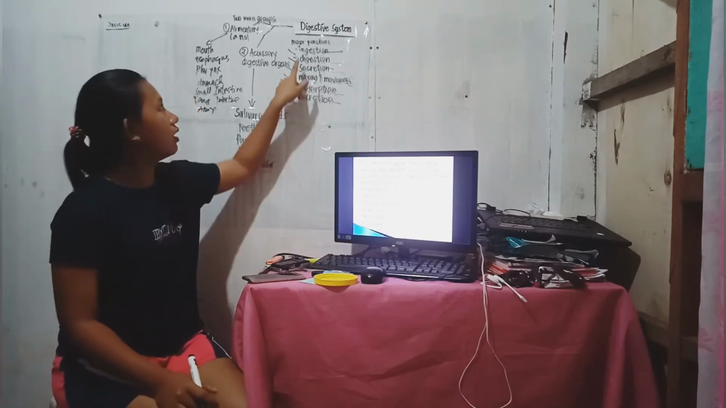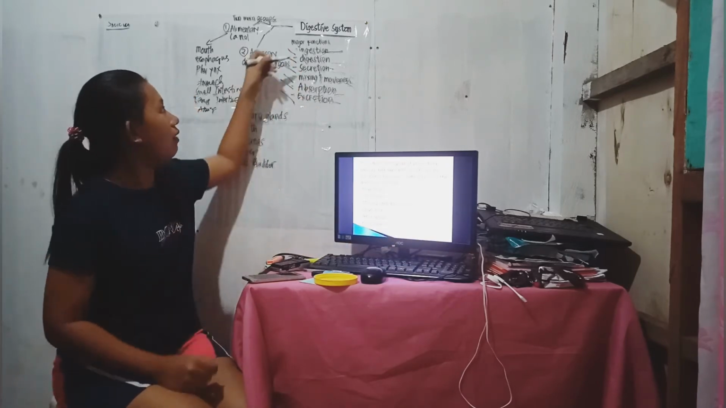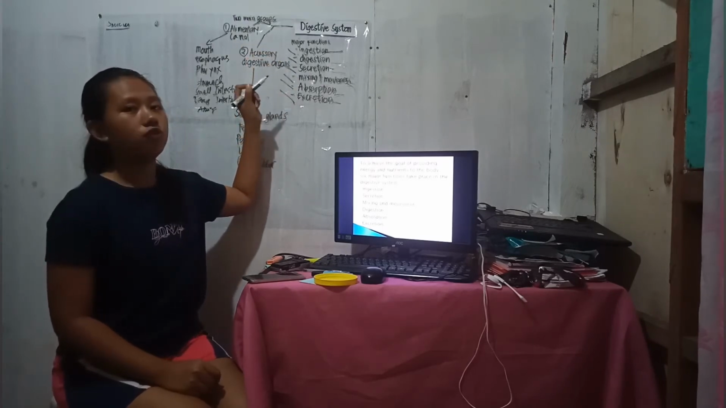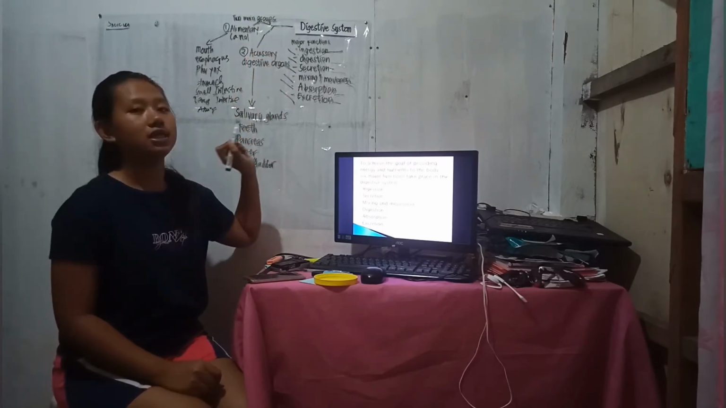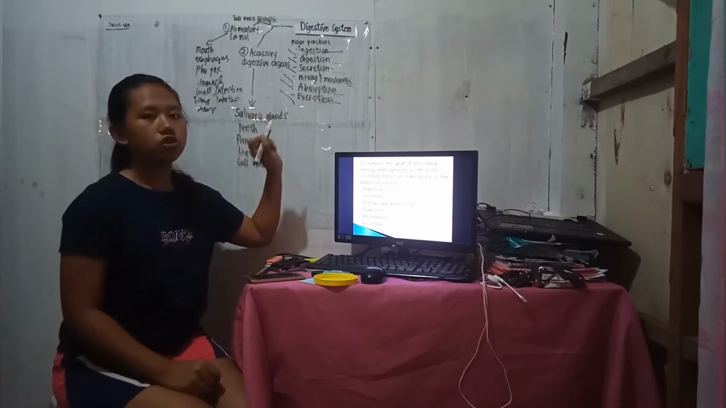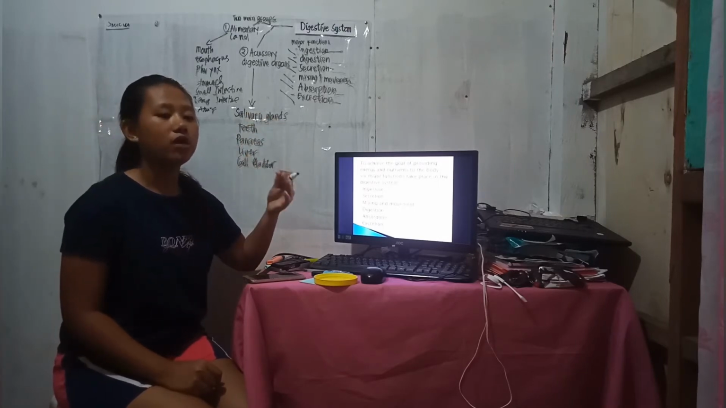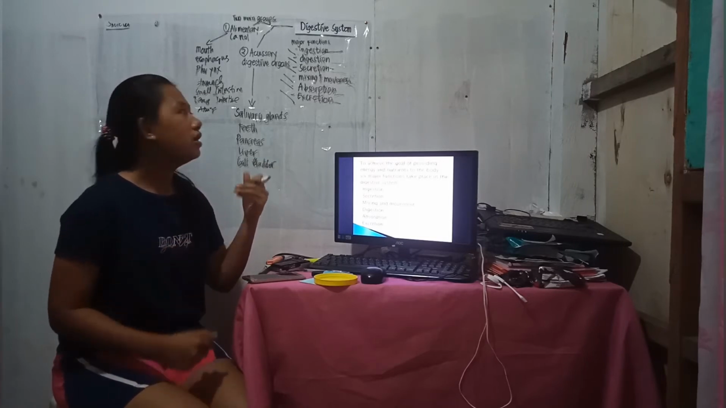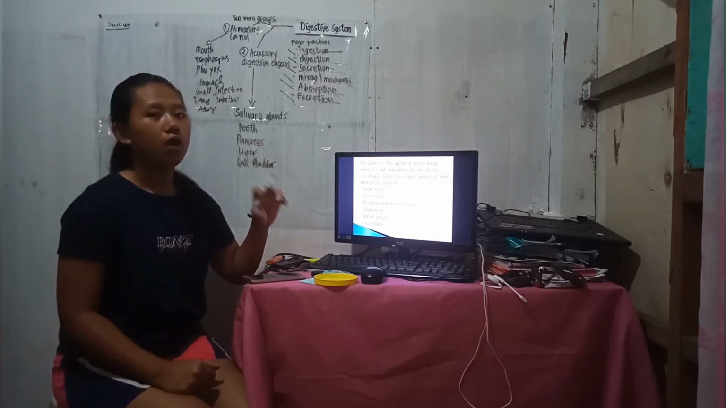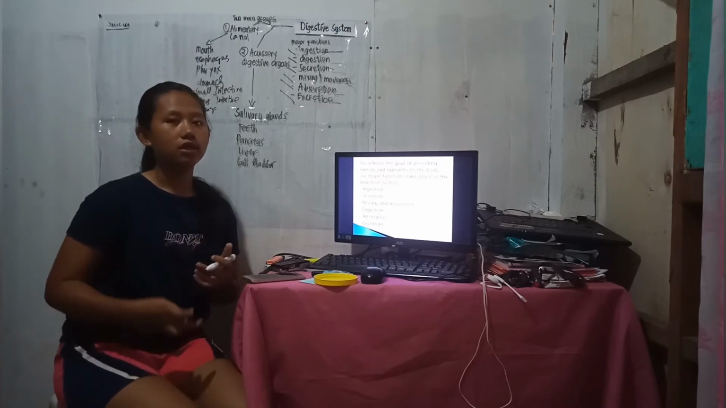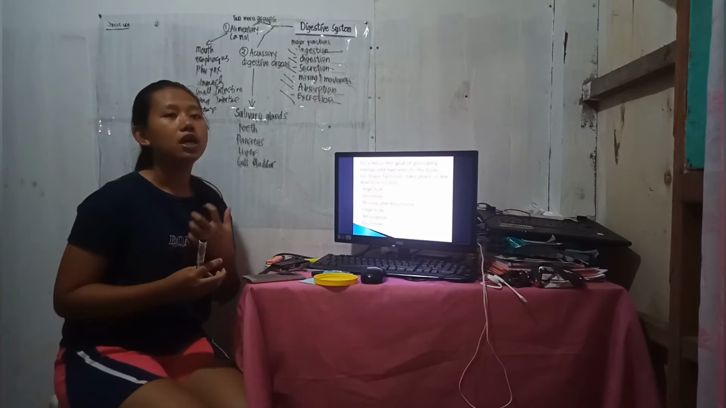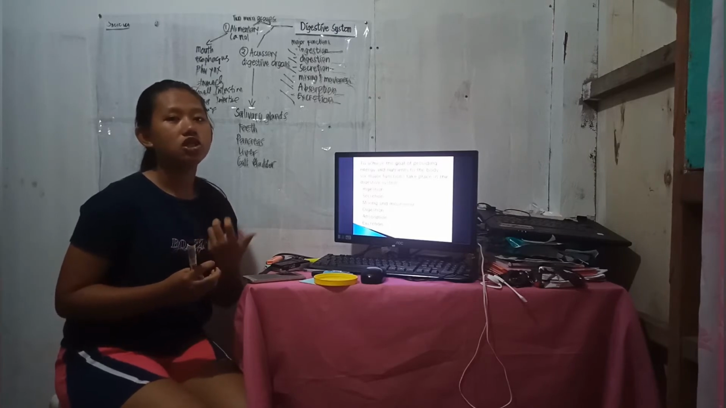has six major functions. We have ingestion, digestion, secretion, mixing and movement, absorption, and excretion. So ingestion is the way we intake the food through our mouth down to the stomach. Then the digestion, how the food is being digested in the stomach. Then the secretion is the process by which a substance is being discharged by a cell.